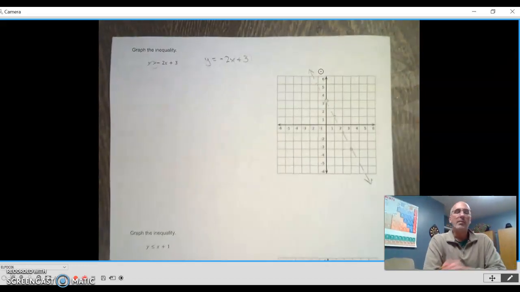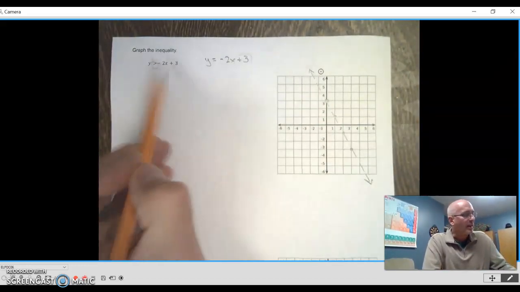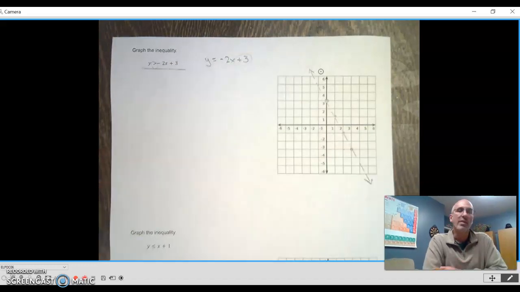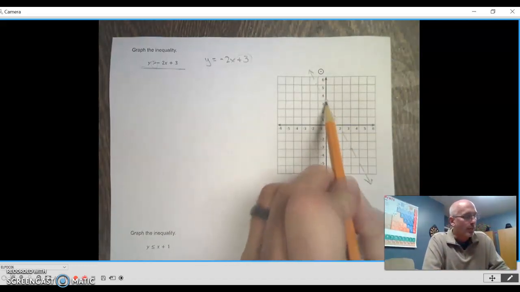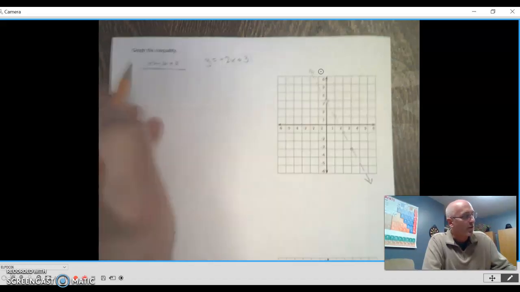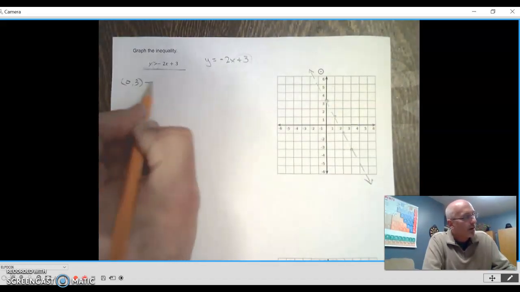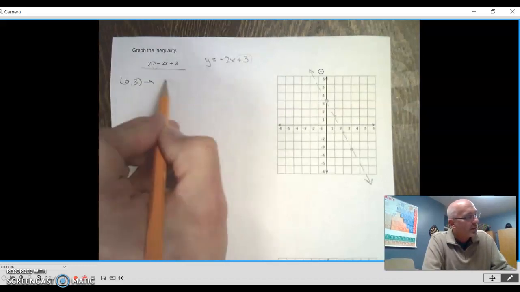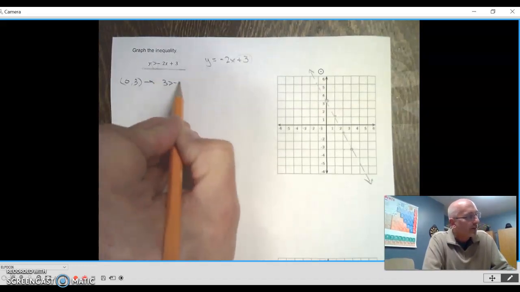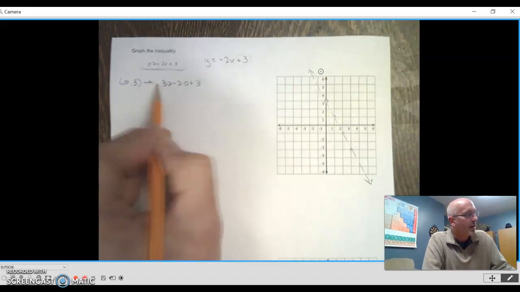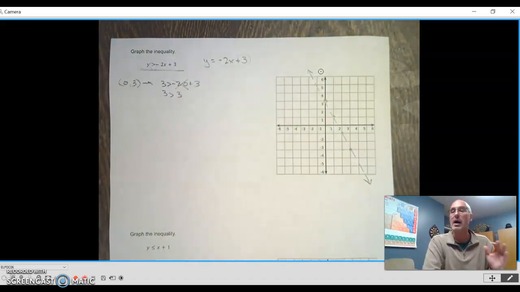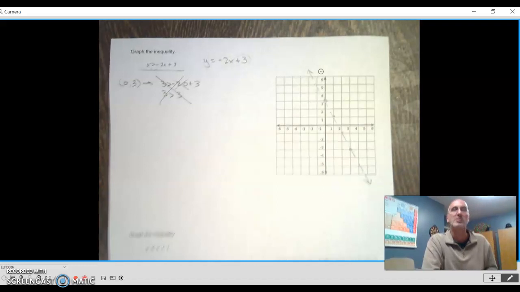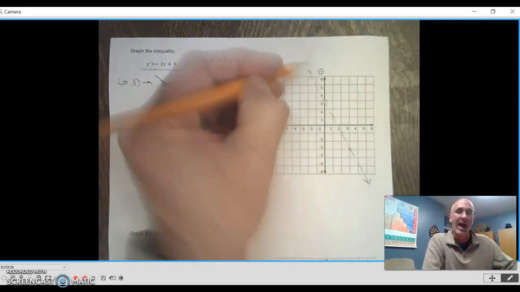Okay. That means any point on this line is not going to make this inequality correct. If I were to choose one, let's just pretend, just to show you, I'm going to put the point 0, 3. That is on this line. So if I put the point 0, 3 in there, the y is 3, greater than negative 2 times 0 plus 3. So I whittle this down to 3 is greater than 3. Well, that is obviously false. That does not make sense whatsoever. So that's why we have that dashed line.